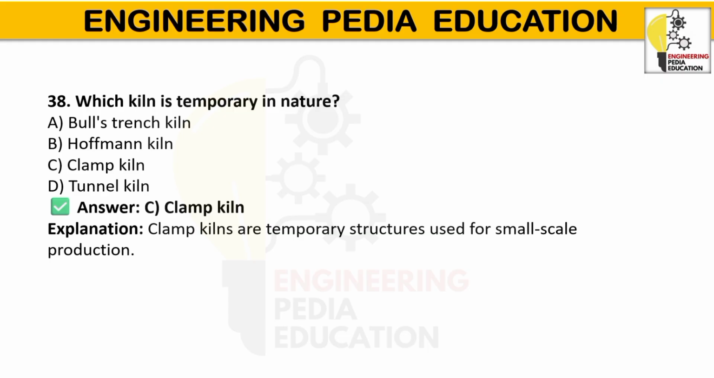What is this clamp kiln? A clamp kiln is a temporary structure used for burning brick, made by stacking unburned brick. No permanent structure is required. Low construction cost is there. Suitable for small scale production. The advantage is that it is simple and economical.